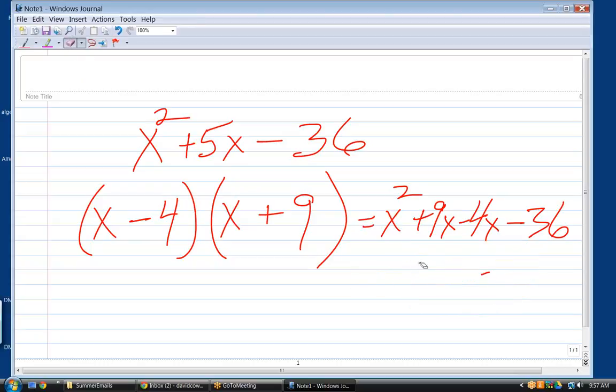But I don't need to FOIL the whole thing. What is that sound? It keeps going on. Oh, that's my phone going on.